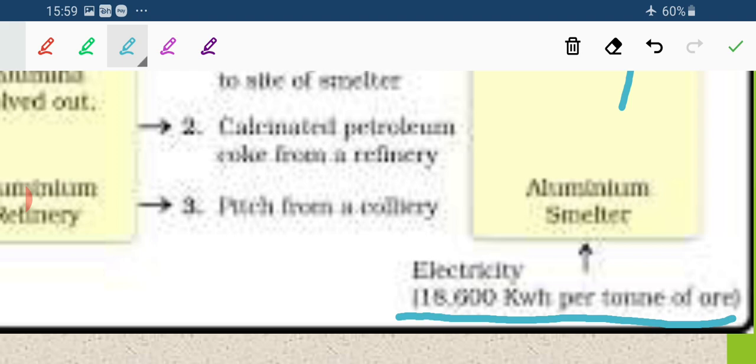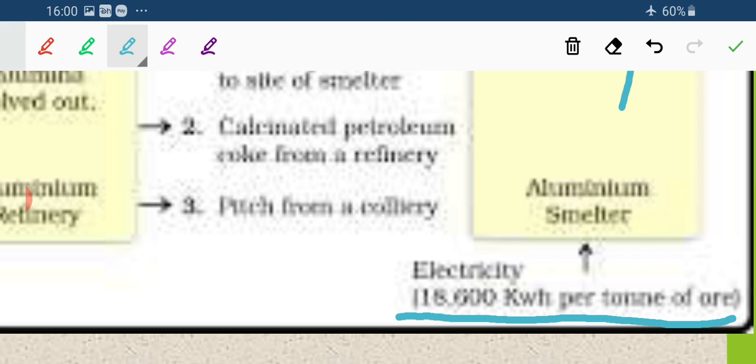18,600 kilowatt. And we have a ratio: if we get 4 to 6 tons of bauxite, with the help of crushing we get 2 tons of alumina, and with the process of electrolysis we get 1 ton of aluminium. So for each ton of ore, 18,600 kilowatt power energy, that is, electricity, is being consumed. So for 4 tons or 6 tons of bauxite, how much electricity will be consumed? Just think of the total consumption of electricity.